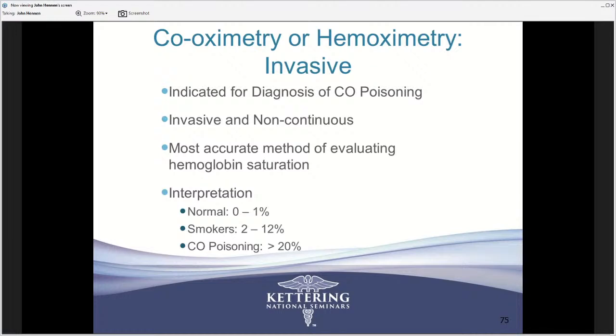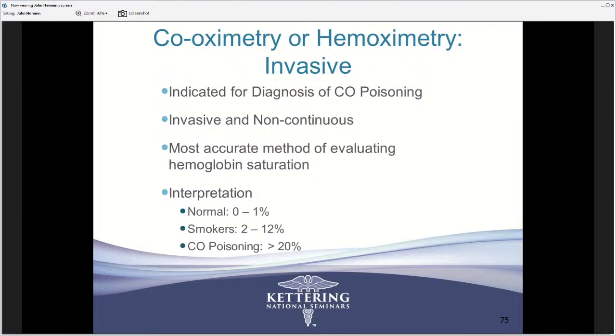So look at letter A. The co-oximeter or hemoximeter is used to diagnose carbon monoxide poisoning. Letter B, the normal carboxyhemoglobin should be 0 to 1%. And then letter D, CO poisoning is a carboxyhemoglobin greater than John's favorite number, which is 20. Basically, anybody who has a CO poisoning greater than 20, you need to be using 100% oxygen, and you also need to use hyperbaric therapy if it's available.